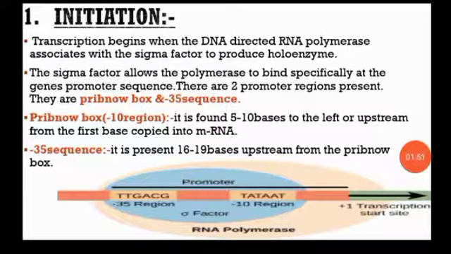It contains a hexameric consensus sequence, TATAAT, of which the T at the 6th position is called the conserved T because it is present in almost all prokaryotic promoters, analyzed by 96%. Now the -35 sequence is present 16 to 19 bases upstream from the Pribnow box. It also contains a hexameric consensus sequence, TTGACA. This region is the initial binding site for the sigma subunit of RNA polymerase.